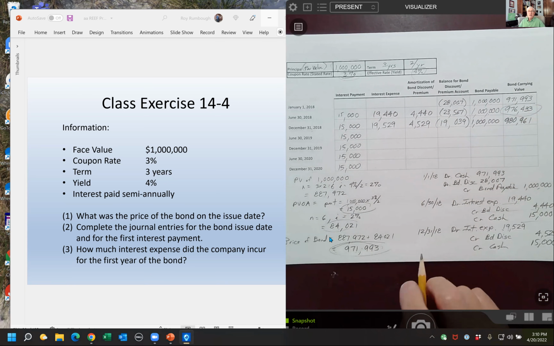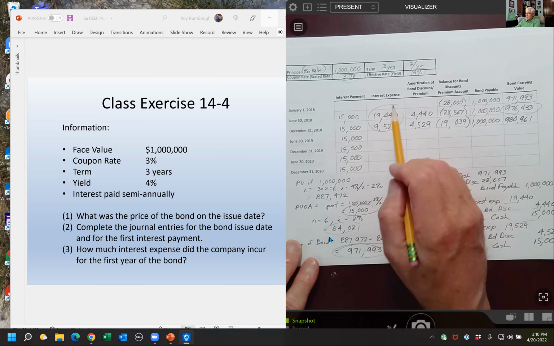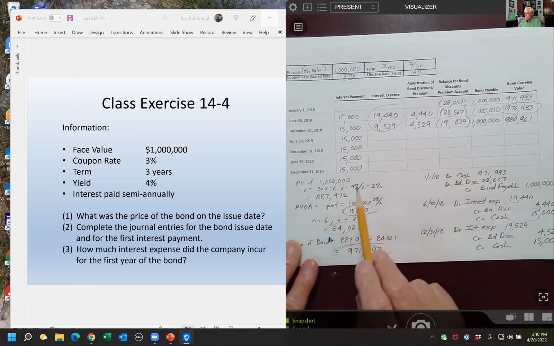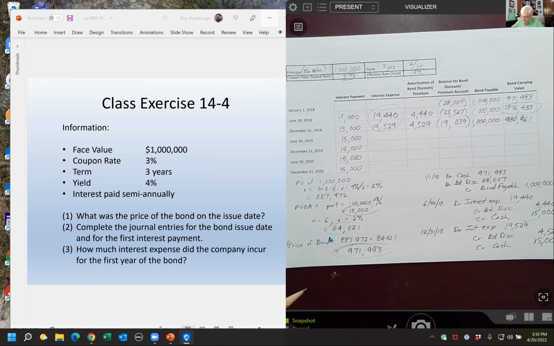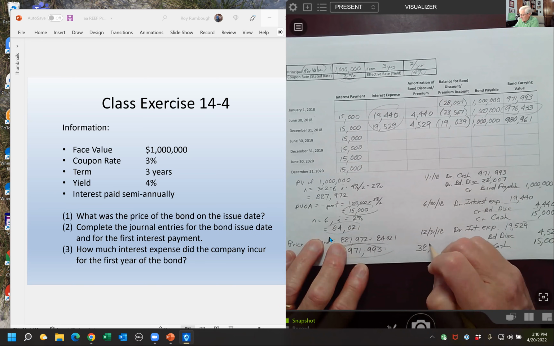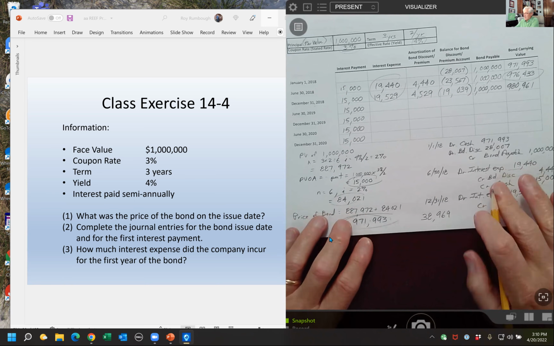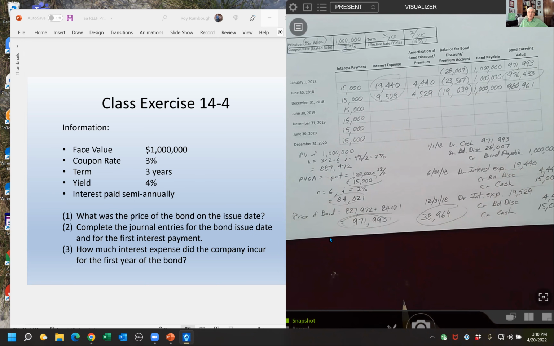Now, here would be a really good question, meaning I like this question. What was interest expense for the first year? Well, guess what? You got to add these two up because this was just for 6 months. So interest expense for the first year would be adding 19,440 plus 19,529. 38,969. And I know I've done that on multiple choice on my exams because I want to at least get you through 2 years on the amortization table, with two payments for the first year.